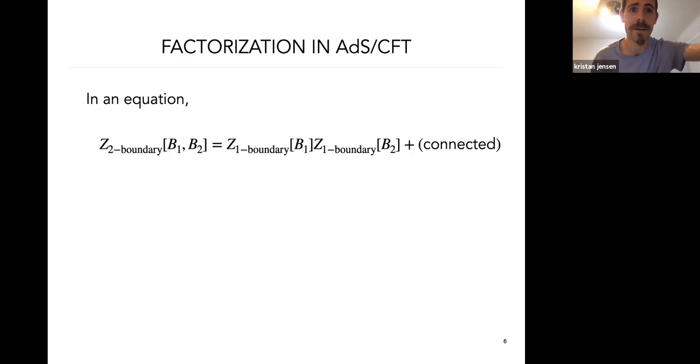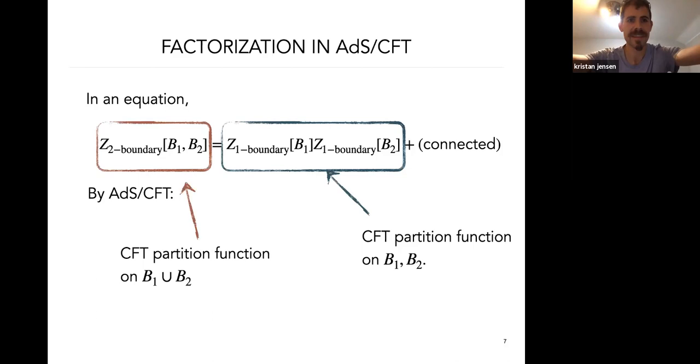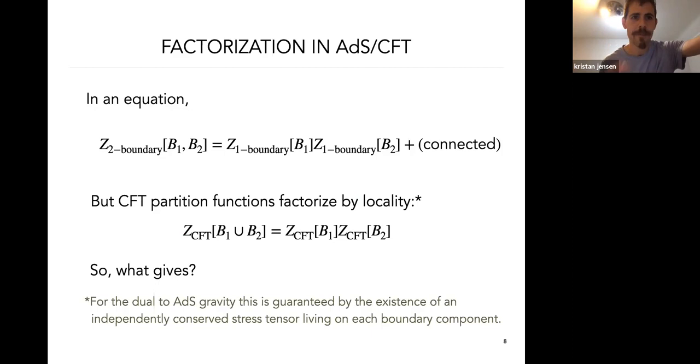And the puzzle with AdS-CFT comes about when you try to relate these gravity path integrals to CFT observables. The left-hand side, if there is a dual CFT, you would say, that's the CFT partition function on the space given by the union of the two boundary components, so B1 union B2. And on the right-hand side, the thing with the single boundary, you would say, that's the CFT partition function on B1 or on B2 separately. And the puzzle is that CFT partition functions factorize by virtue of locality. The partition function on the disjoint union of two spaces is just equal to the partition function on one times the partition function on the other. That's a consequence of locality.